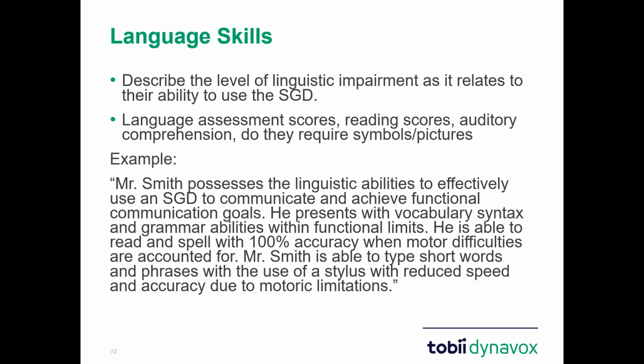So here's an example of that. So Mr. Smith possesses the linguistic abilities to effectively use an SGD to communicate and achieve functional communication goals. He presents with vocabulary, syntax, and grammar abilities within functional limits. He's able to read and spell with 100% accuracy when motor difficulties are accounted for. Mr. Smith is able to type short words and phrases with the use of a stylus with reduced speed and accuracy due to motoric limitations.